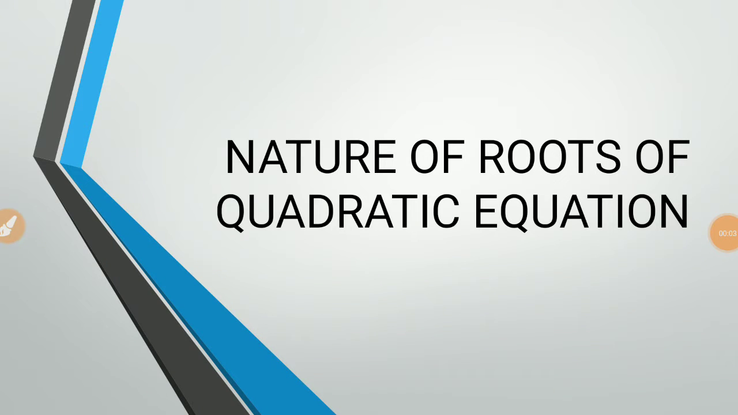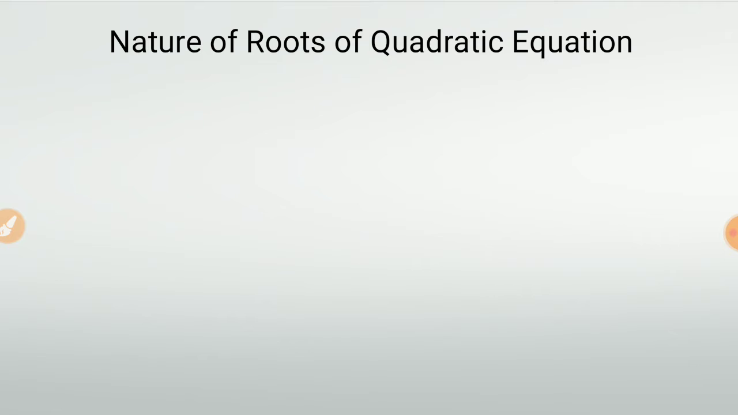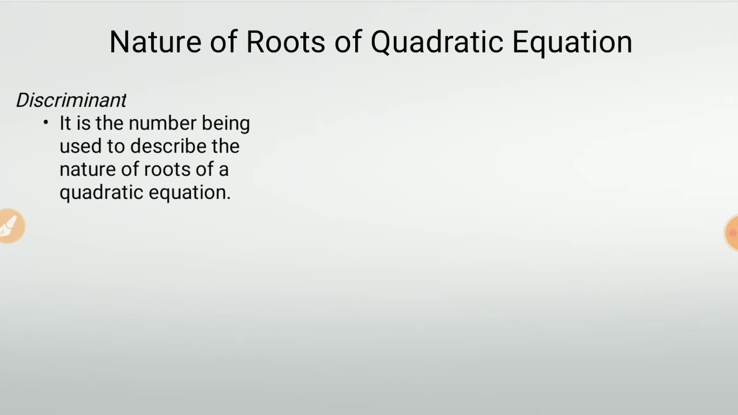Exercise number 2.5, chapter number 2, nature of roots of quadratic equation. In this topic, we shall study about discriminant. What is discriminant? Discriminant is the number being used to describe the nature of roots of a quadratic equation.